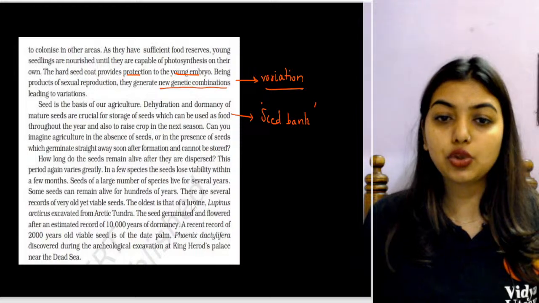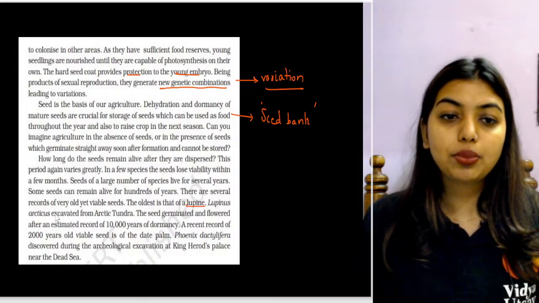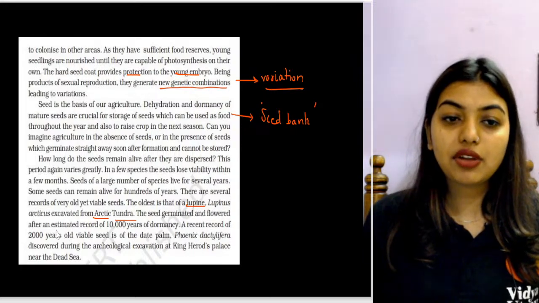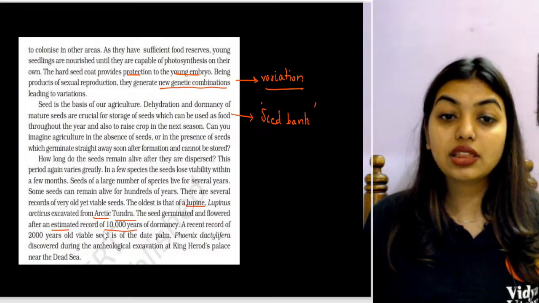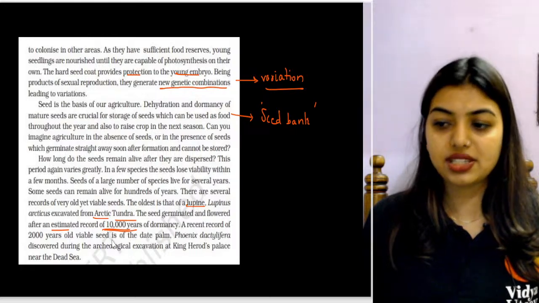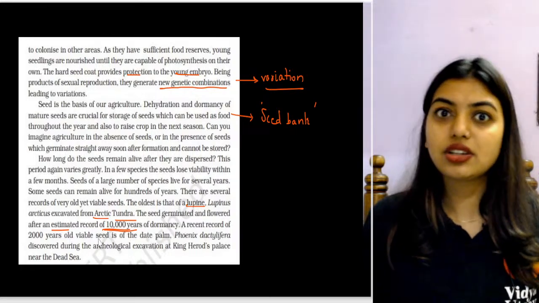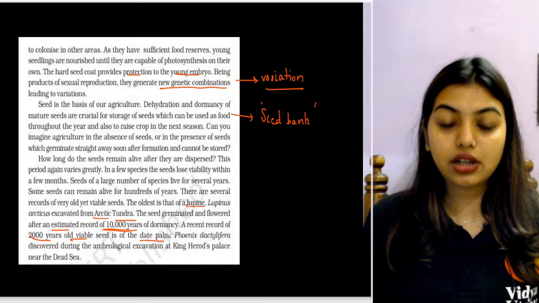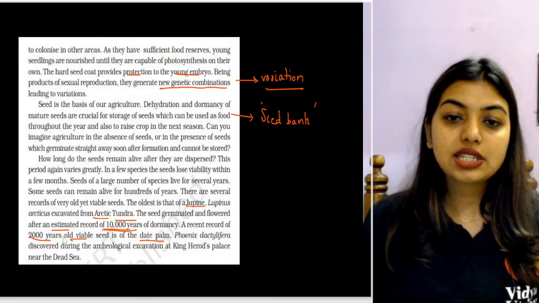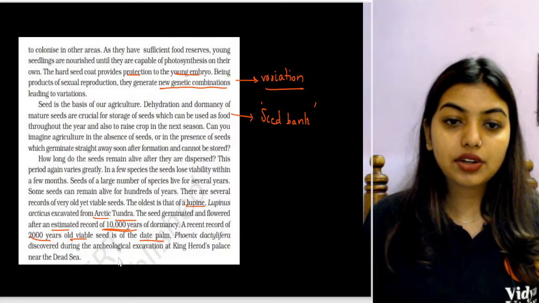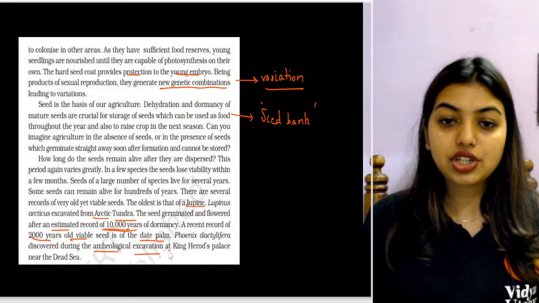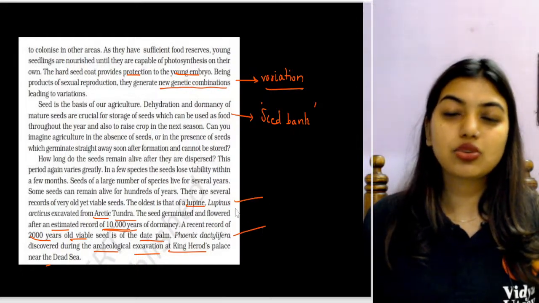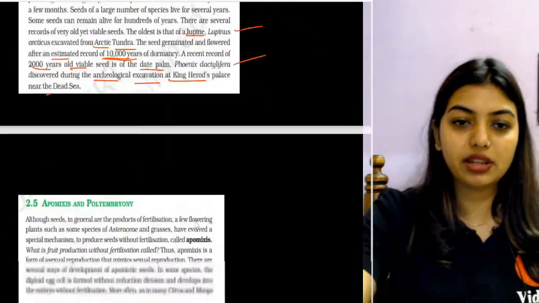The oldest is that of lupine, Lupinus arcticus, excavated from the Arctic tundra. The seed germinated and flowered after an estimated 10,000 years of dormancy. Can you imagine 10,000 years of dormancy? A recent record of a 2,000 year old viable seed is of the date palm, Phoenix dactylifera, discovered during archaeological excavation at King Herod's palace near the Dead Sea. Just look at the names. You don't have to learn them by heart.